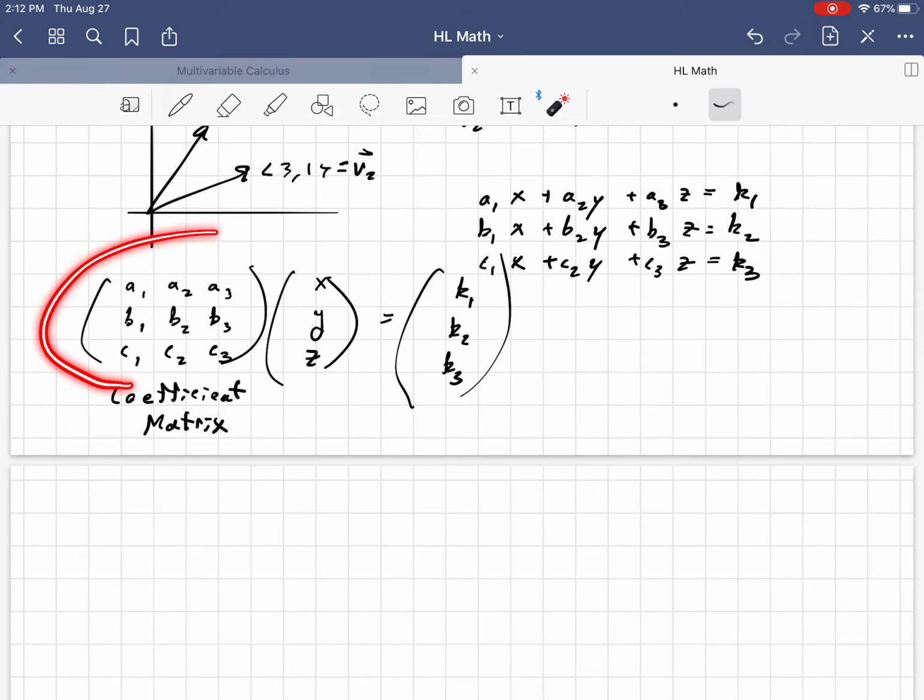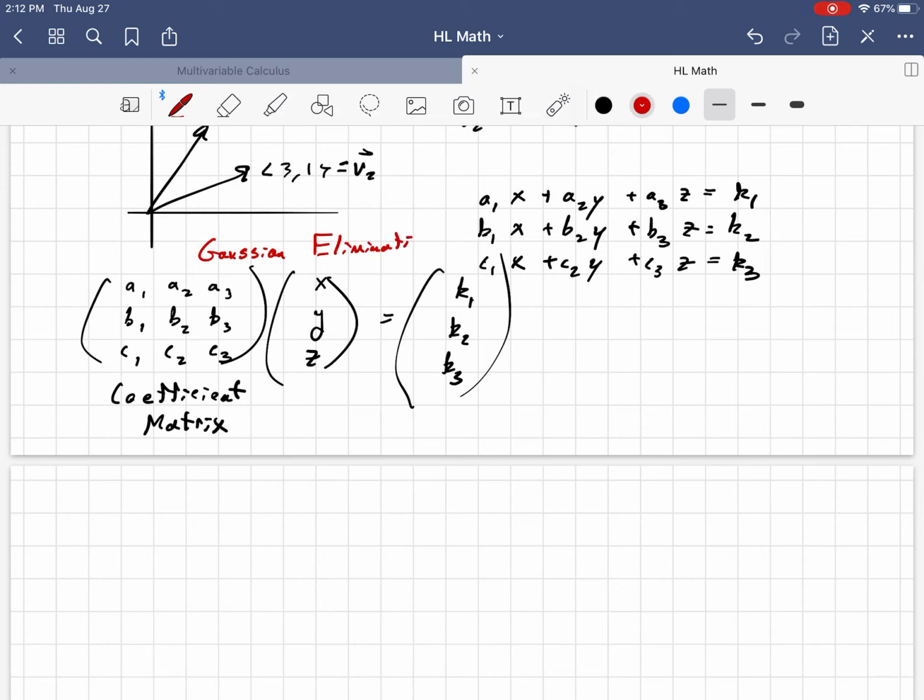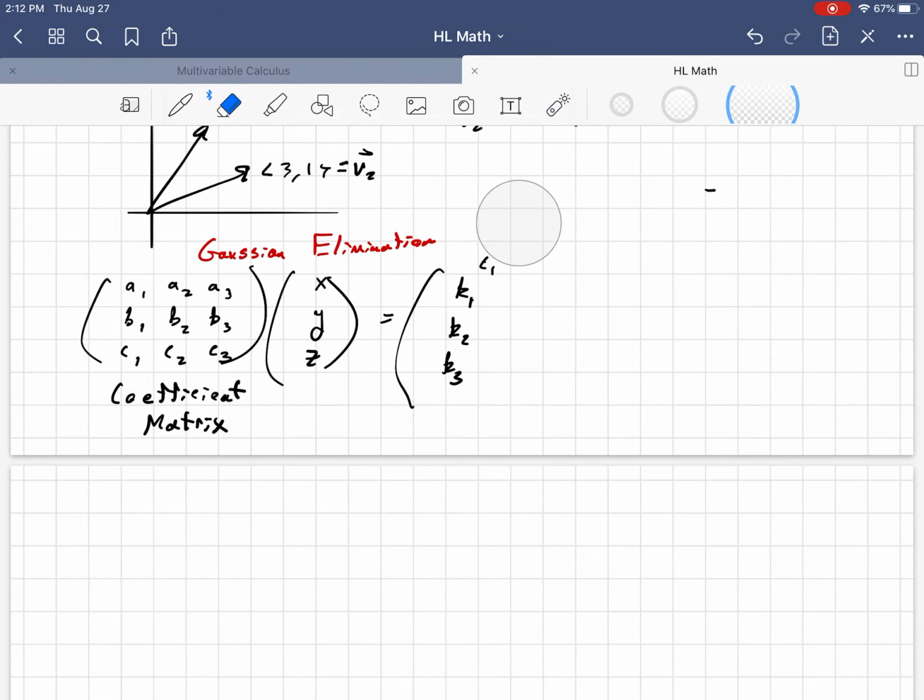And so this is how you would set things up if you were to do what's called Gaussian elimination. And now I'm just going to have to assume at this point that you've seen Gaussian elimination, because this video would be too long if I tried to explain that within this video as well. So that's how you would set it up if you're going to use Gaussian elimination. It just looks nicer and it's going to be easier to do.